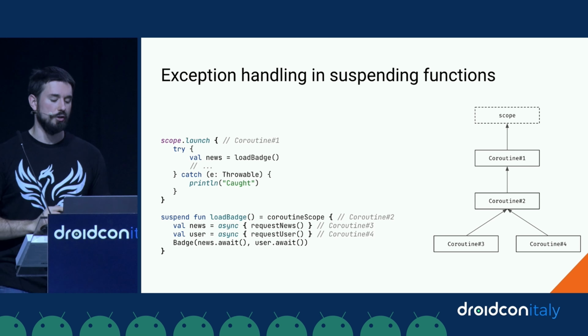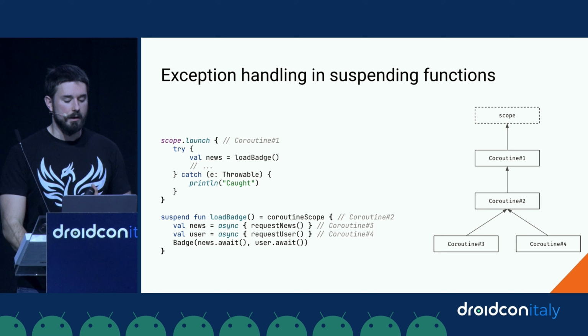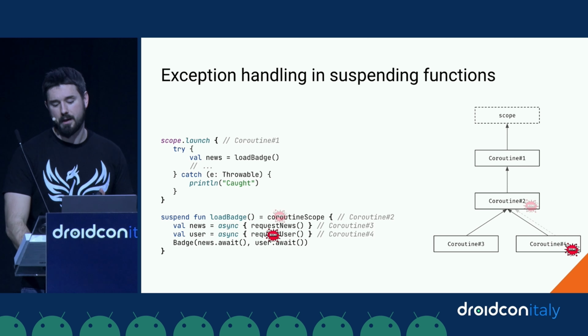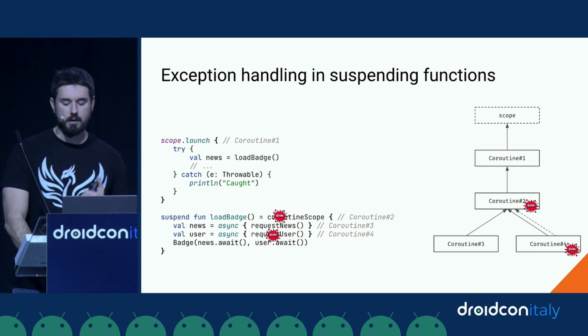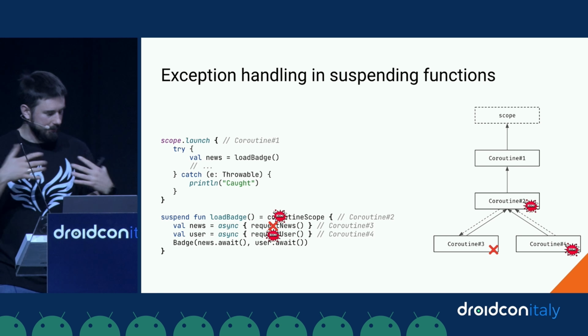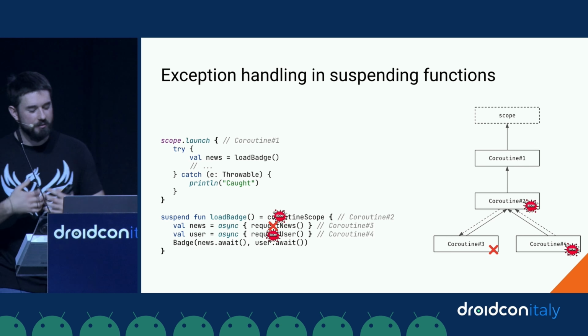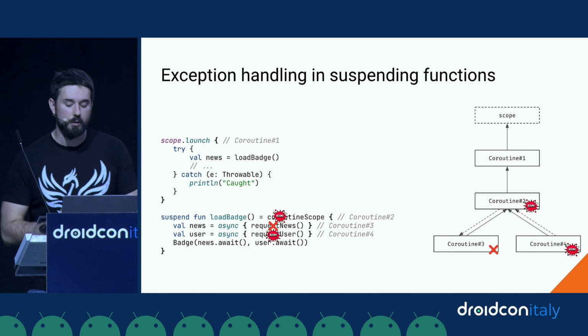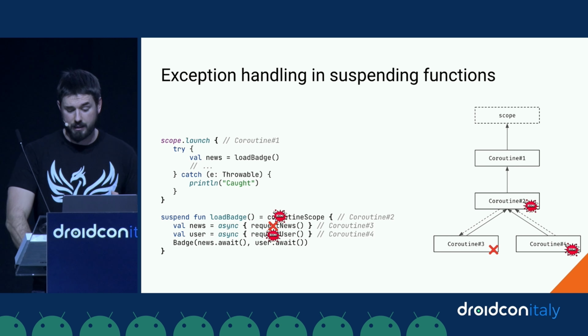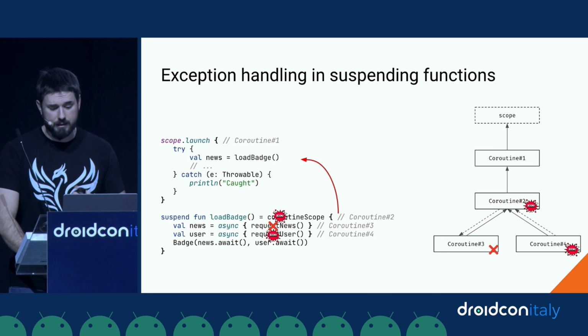If you have an exception from, for instance, a request user, bam, this exception gets propagated up to the coroutine scope, breaks it, cancels all the other children. So this way we free the connection of the request user as soon as possible. We do not waste resources. We avoid a memory leak, what happens in most other libraries. And then this exception is thrown.